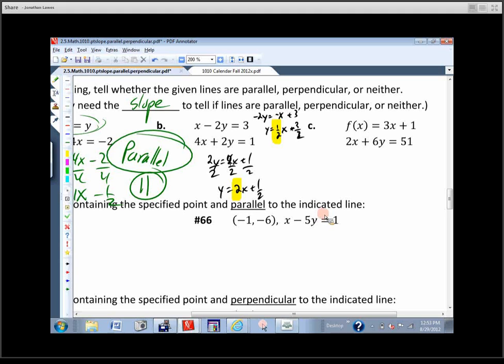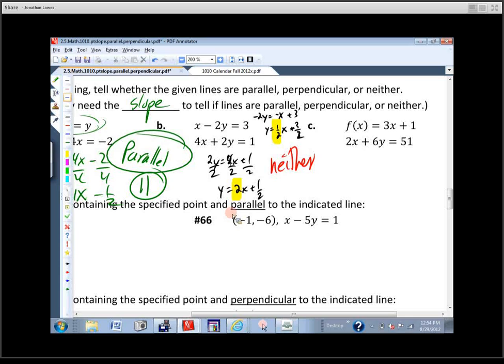Okay, what I'm interested in is the 2 and the 1/2. I hear some perpendicular, I hear some not perpendicular. Do the slopes look like they should be perpendicular? Yeah, one's a 1/2, one's a 2. They're reciprocals, but they're not opposite reciprocals. So the answer on this one is neither.